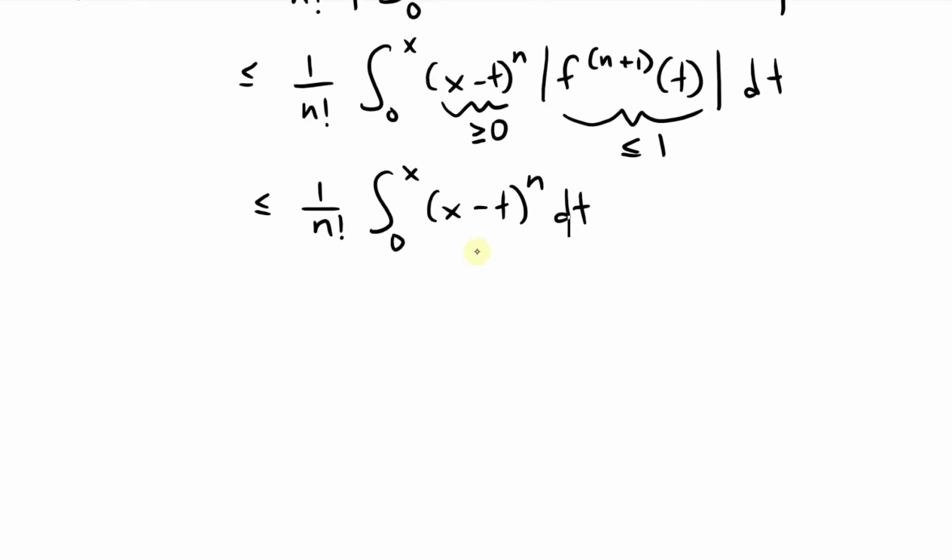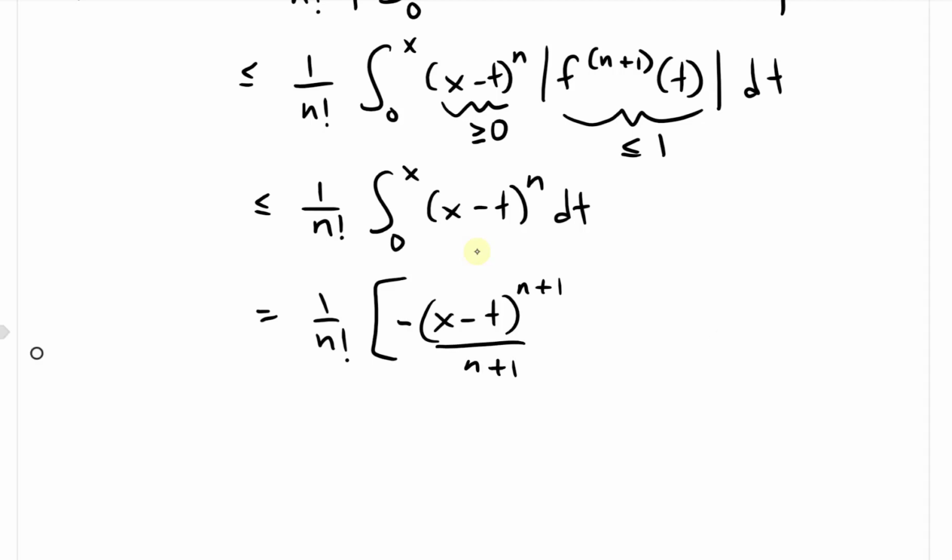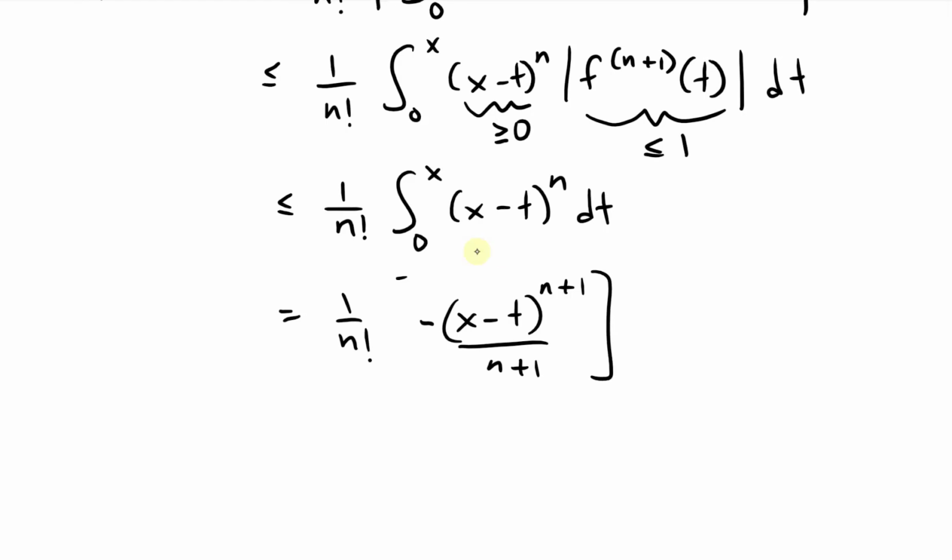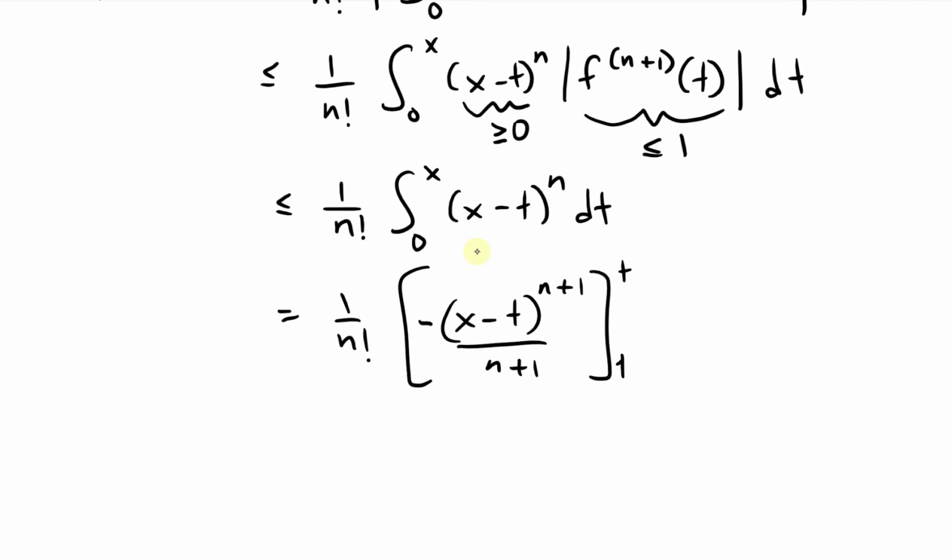And now we can just evaluate this integral. This equals 1 over n factorial times the integral of x minus t to the power of n, which is x minus t to the power of n plus 1 over n plus 1. And also there's a chain rule there, so we put a negative, because when you take the derivative of this, n plus 1 goes down, this cancels, minus 1, and then we get this chain rule to account for the negative. We evaluate that from t equals 0 up to t equals x.